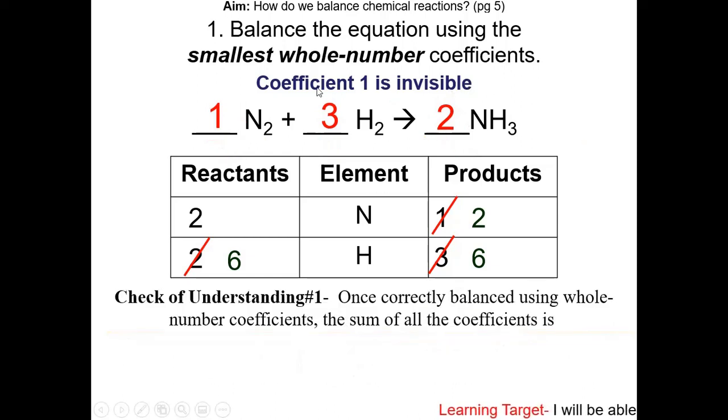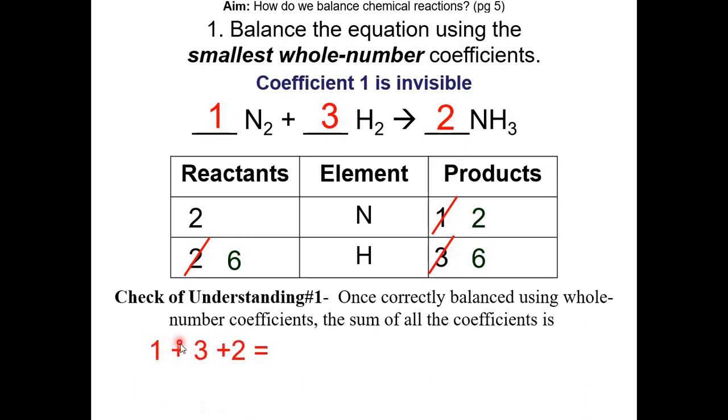It is very important to balance the equation using the smallest whole number coefficient because sometimes on the exam, they'll ask you to calculate the sum of the coefficients in the chemical equation. So once you balance it with the smallest whole number coefficient, you just add them up.